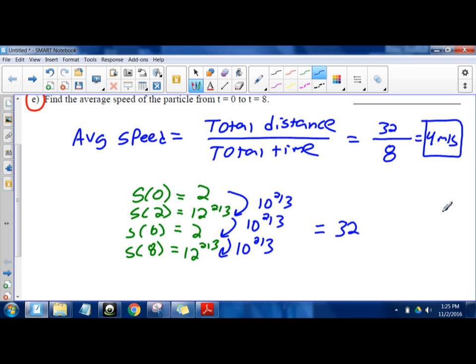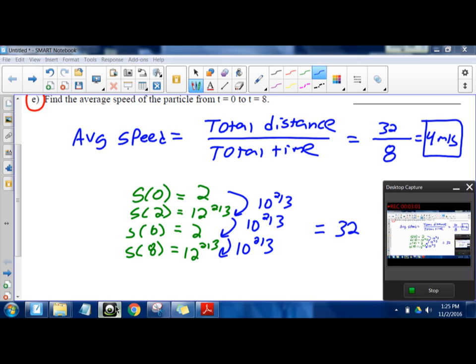Okay? So we do get an answer that's different from 4/3, which was the average velocity. So just take this into consideration moving forward.